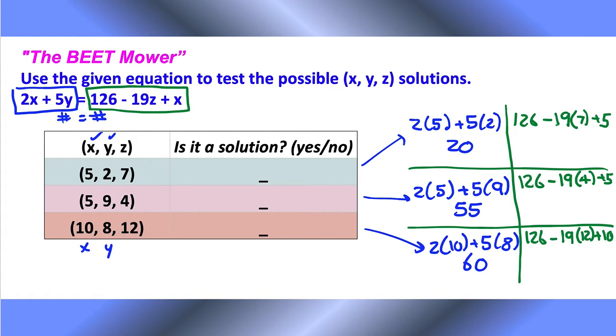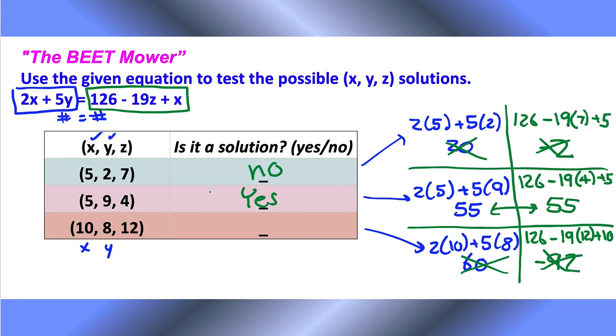Okay, 126 minus 19 times 7 plus 5 is negative 2. These numbers are not equal to each other, so we're going to say no. 126 minus 19 times 4 plus 5 is 55. We got a winner. There we go. 55 equals 55, so we would say yes. This ordered triplet is a solution to this crazy equation we got going on here. And the last one, 126 minus 19 times 12 plus 10 is negative 92. Way off. Not going to be a solution. No. All right, that's about it.